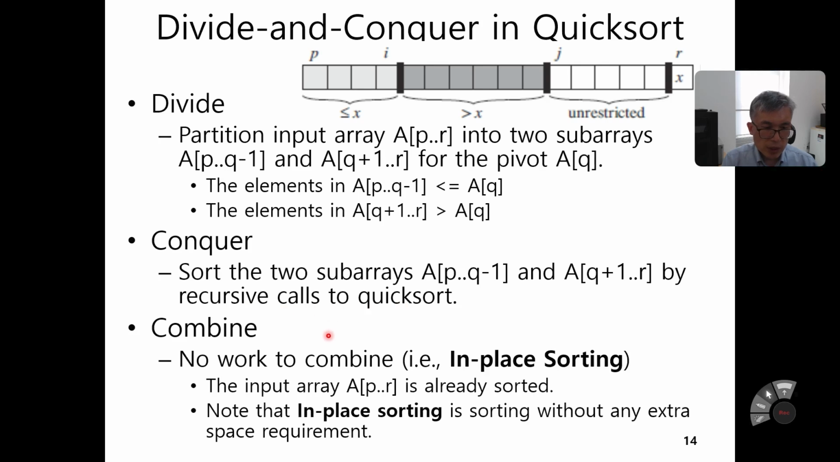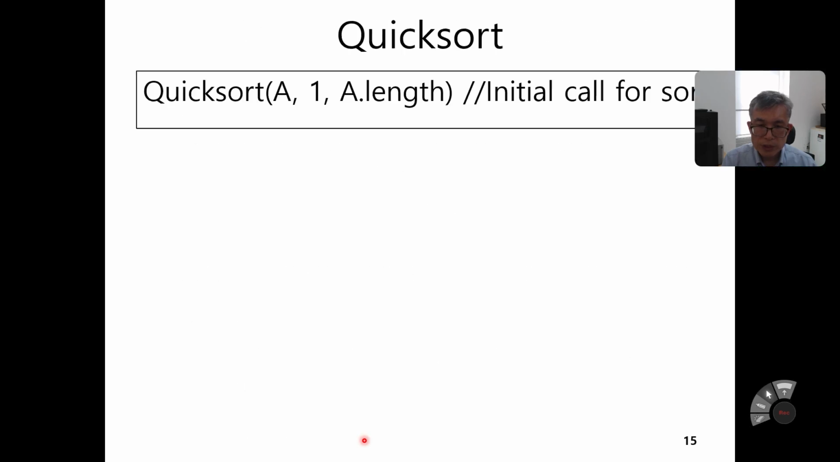Combine: no work to combine. It is called in-place sorting, unlike merge sort. The input array A from P through R is already sorted. Note that in-place sorting is sorting without any extra space requirement. This is different from merge sort. Merge sort requires additional memory to merge two subarrays.